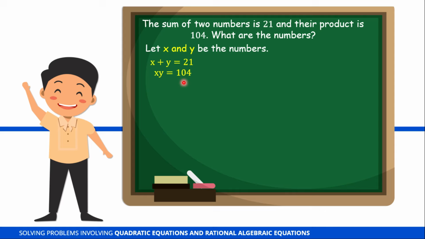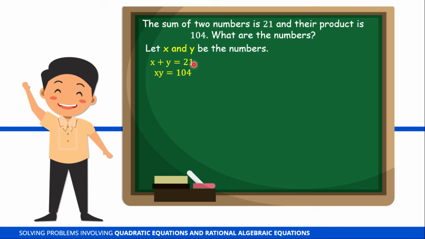Now, ang goal natin dito is hanapin kung ano yung mga numbers na kapag pinag-add natin, ang sagot ay 21, pero kapag pinag-multiply, ang sagot ay 104. Ang una natin gagawin is, isolve natin itong equation na ito.